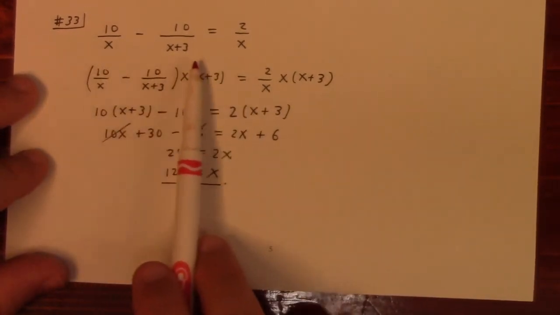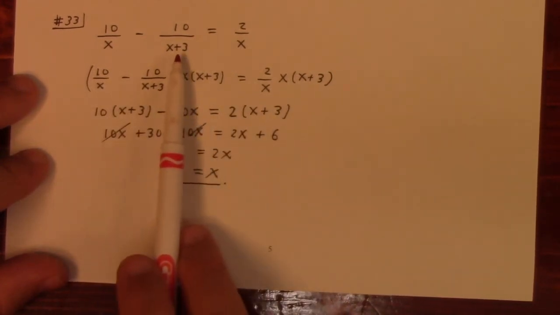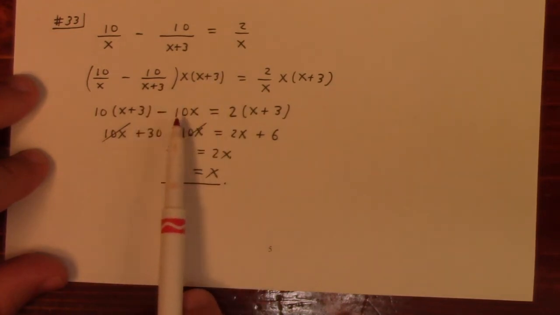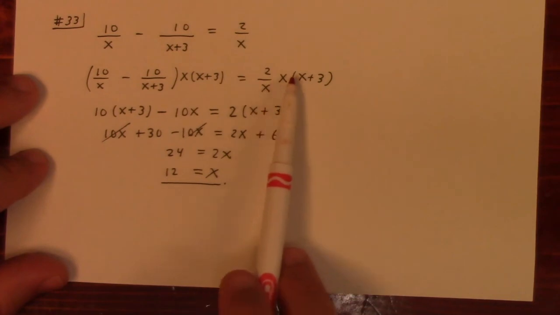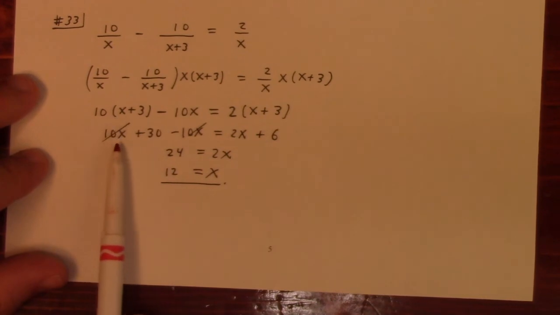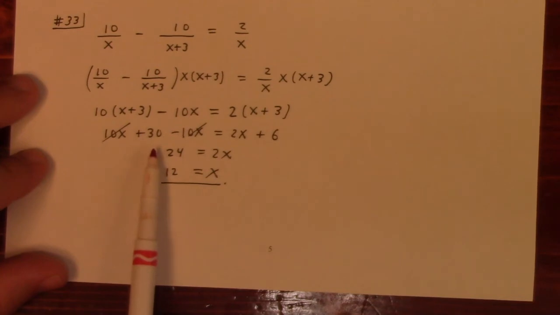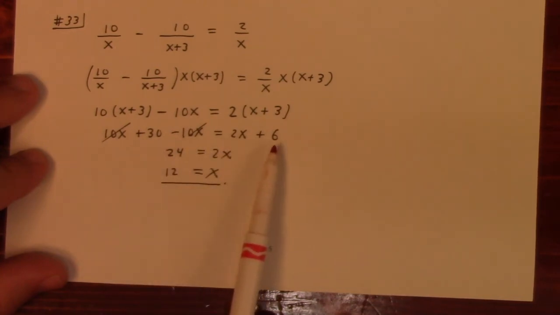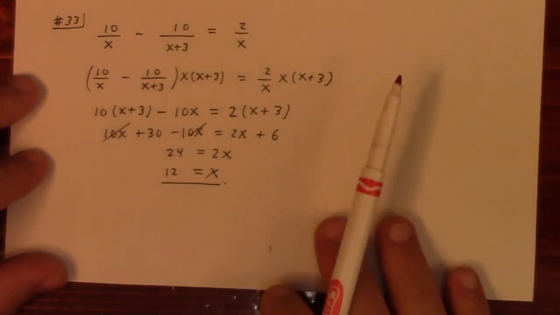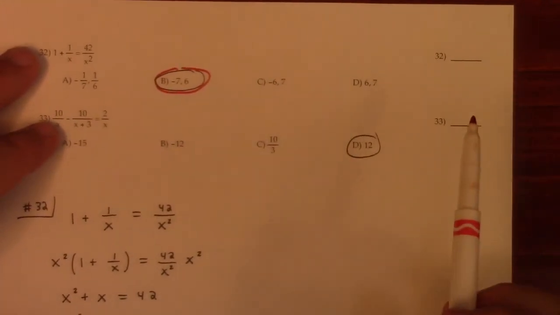And finally 33. So this guy, to get rid of the fractions, I'm going to multiply by x and x plus 3. When I do that, the x's cancel here, leaving me 10 times x plus 3. The x plus 3 cancels for that one, leaving me minus 10x. And then the x's cancel on the other side, leaving me 2 times x plus 3, which is 2x plus 6. Distributing and canceling out the 10x and the minus 10x leaves me 30 equals 2x plus 6. Subtracting 6 gives me 24 equals 2x, which leaves me with 12 equals x. So the answer was D.